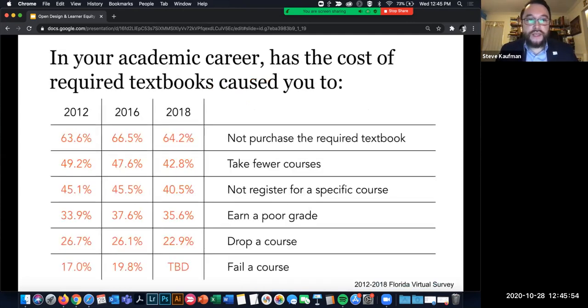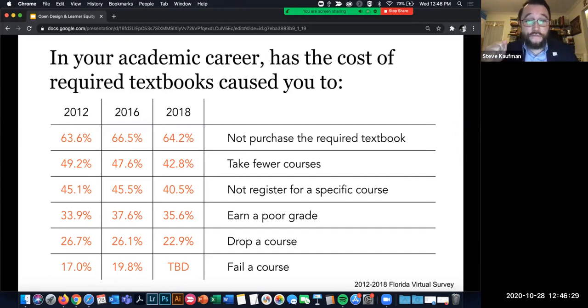Let's keep going. So Florida Virtual puts out a survey every couple of years. I think the 2020 results hopefully will be coming out here, usually in the early part of summer. This is a survey of 22,000 students. Okay, and you can see how the trend has moved a little bit over time, right? Obviously, with the adoption of OER, kind of en masse across campus, things like OpenStax affect these numbers. But they ask students the question: in your academic career, has the cost of textbooks caused you to not purchase the required textbook? 64% say solely based on cost, I just could not buy the required text for class.